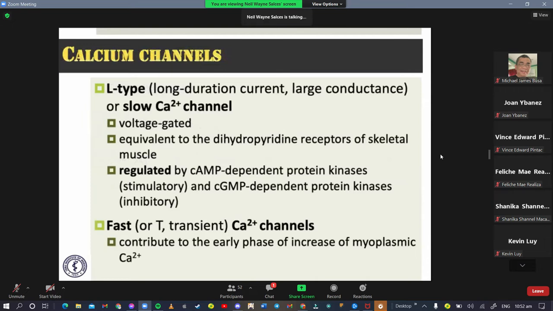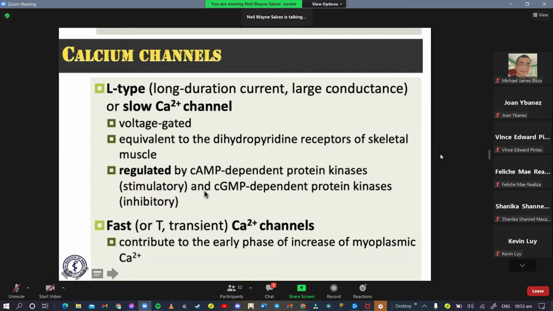So your calcium channels, you have your L type and your fast or T type. The L type has long duration current and it has large conductance. This is also being referred to as your slow calcium channels. This is voltage gated and is equivalent to the dihydropyridine receptors of the skeletal muscle. And this is basically regulated by your cAMP-dependent protein kinases, which is stimulatory to it, and your cGMP-dependent protein kinases that is inhibitory to your slow calcium channel.